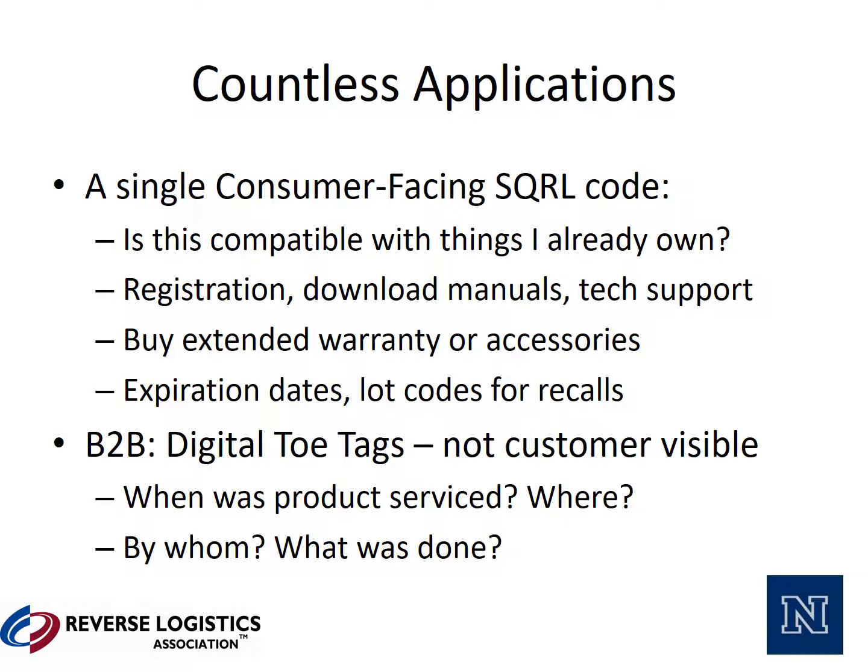In the case of food, it can help them be more readily aware of date or lot codes and product recalls. In the B2B setting, SQRL codes can serve as digital toe tags, much like oil change stickers. If a product is serviced, an SQRL code can help keep track of the services performed, where, and by whom.